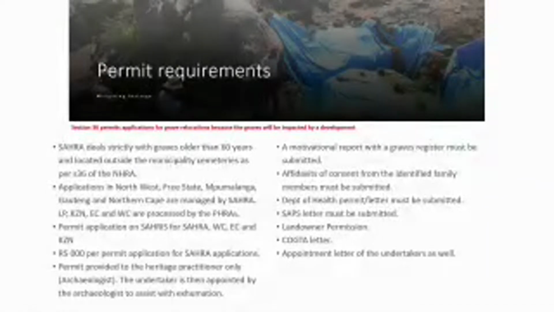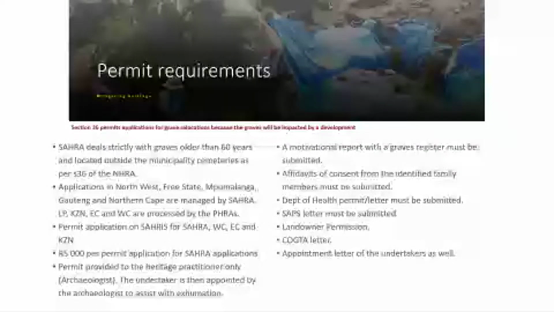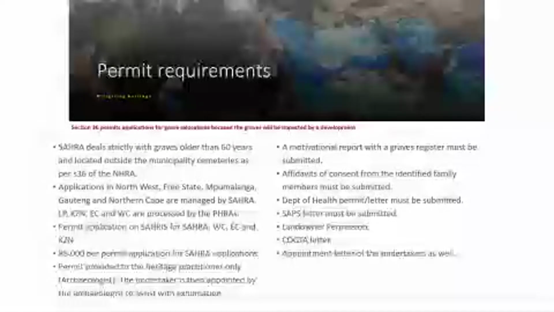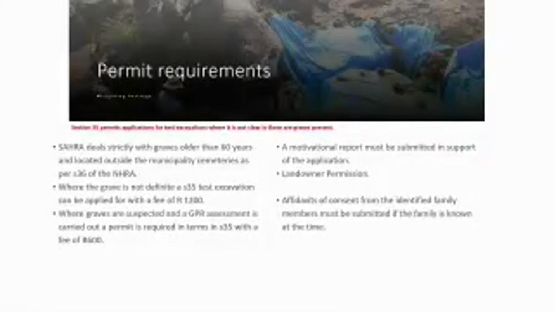We also require, not because of the regulations from SAHRA, but because of good practice, that the developer has actually spoken to the local municipality and gotten a permit, and has notified the police that they could be present. These are not the only applications that we receive that are related to burial grounds.